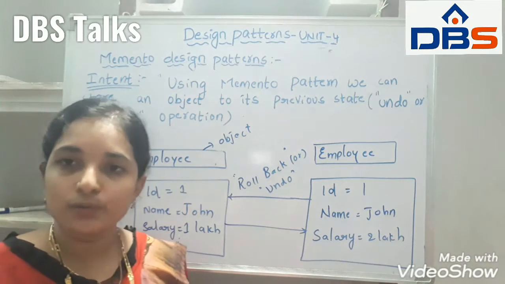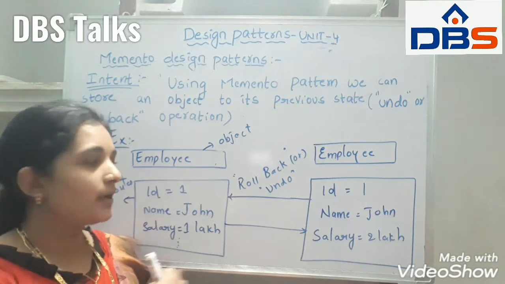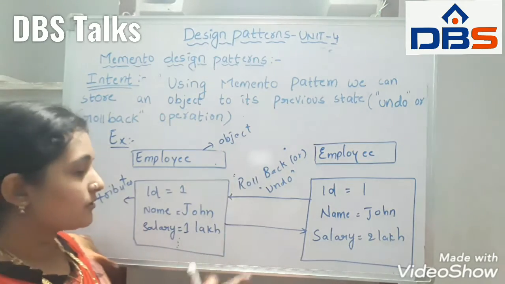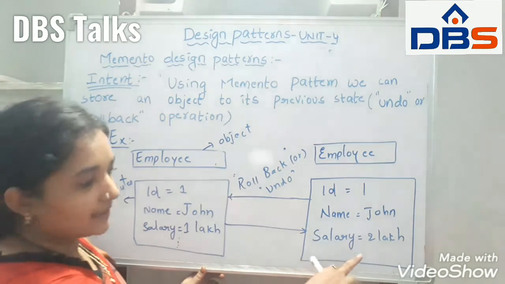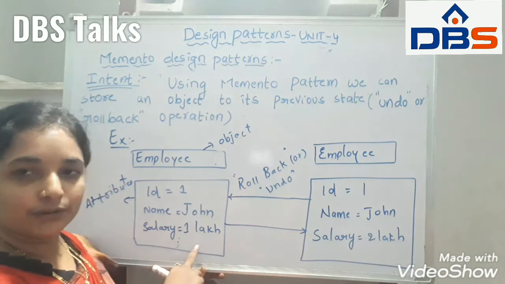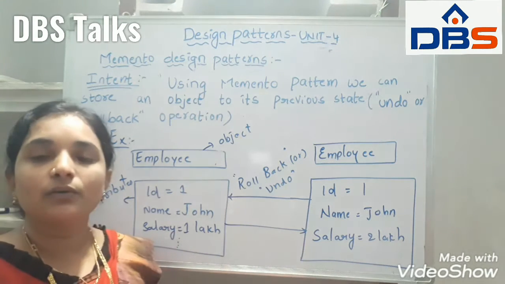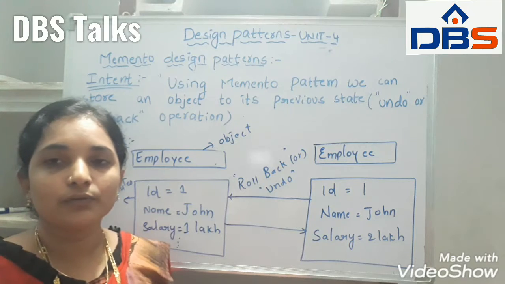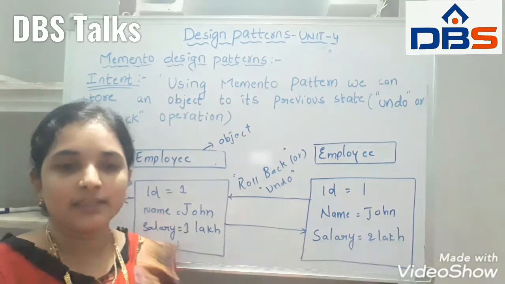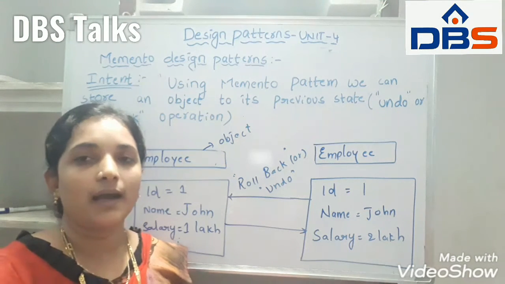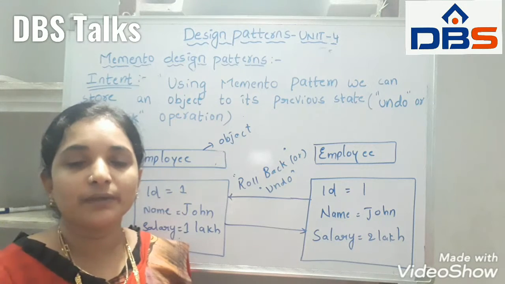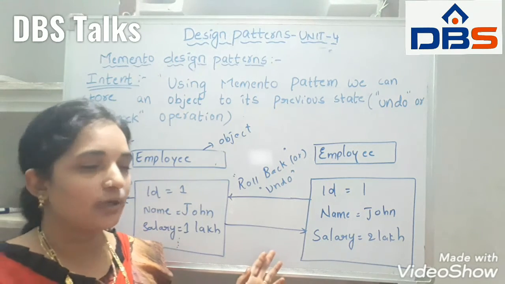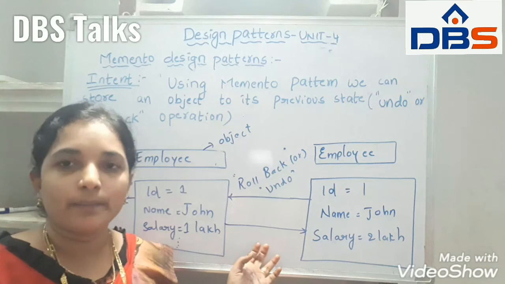So I want to use the previous data only. So I use the rollback or undo operation by using the Memento design pattern. The 2 lakhs I have taken will be converted back into 1 lakh, which means it goes back to the previous data. Like that, we change the information by using rollback or undo operations with the Memento design pattern. So this is one small example we use for the Memento design pattern.